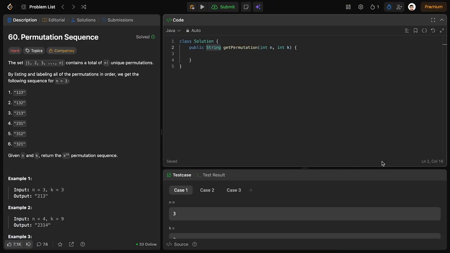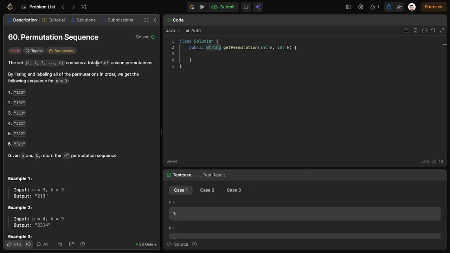Hello everyone. The problem that we are going to be solving today is permutation sequence. Let us first read the problem. The set 1, 2, 3 to n contains a total of n factorial unique permutations. That means they're giving us some information.